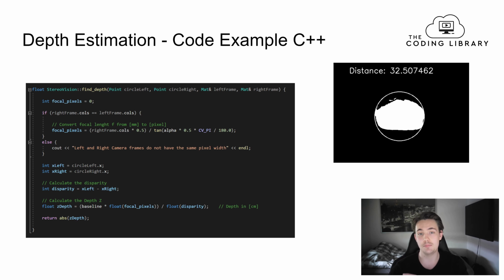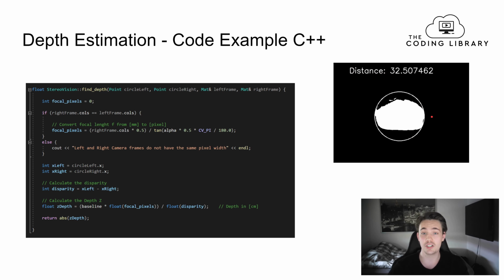And when we're tracking the same item with our stereo vision setup, we can calculate from the center of the object that we're tracking in the image. Then we can calculate the disparity for that, and with this disparity we can calculate the depth, or the distance to that object that we're tracking around in the frame. As we see here, this is the result that we get from the code example in C++.